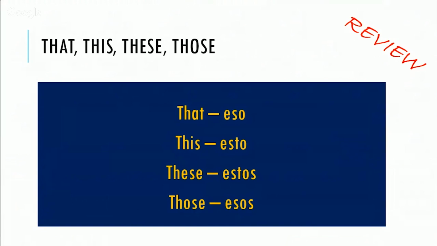That is singular and far. Singular y lejos, ¿verdad? And it's eso. This is singular and close. Singular and close, singular y cercano es esto, right?